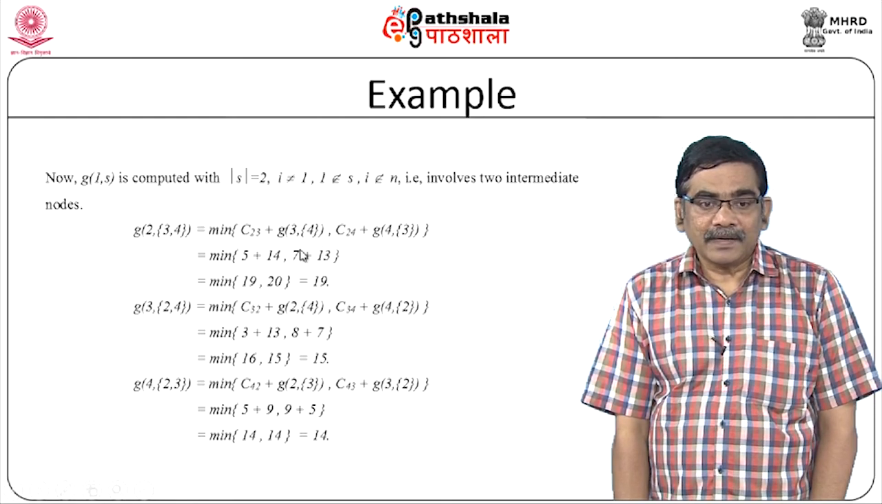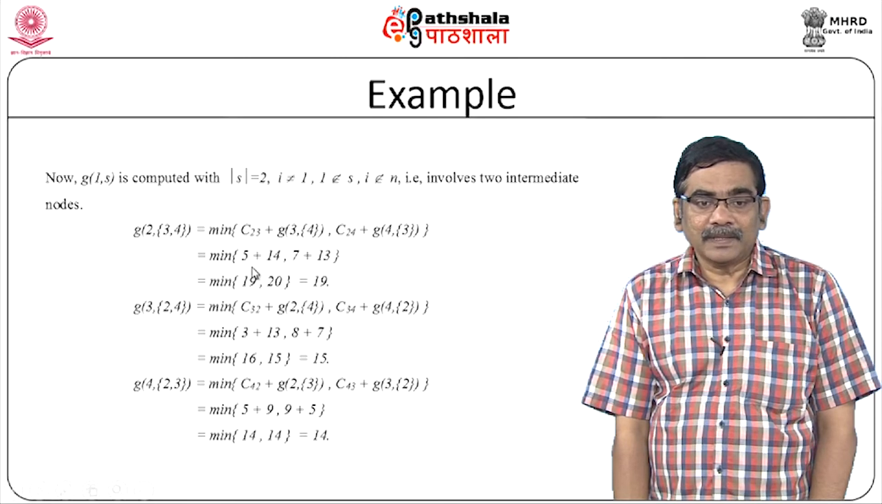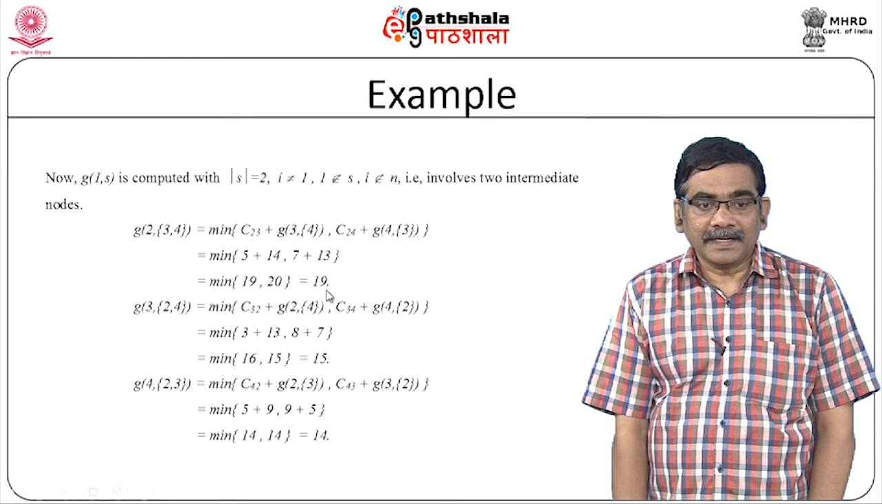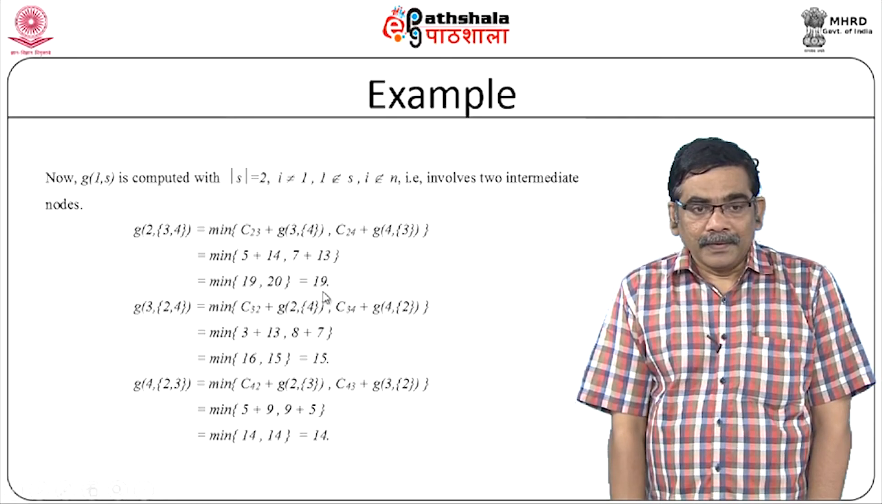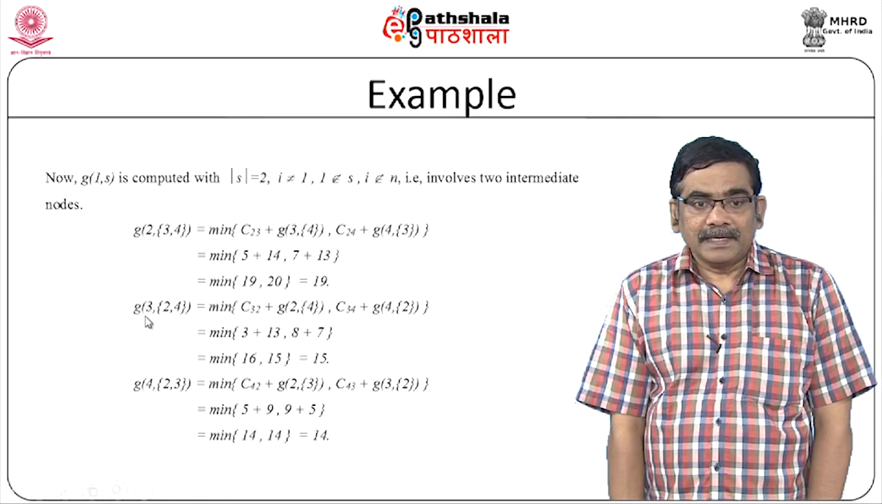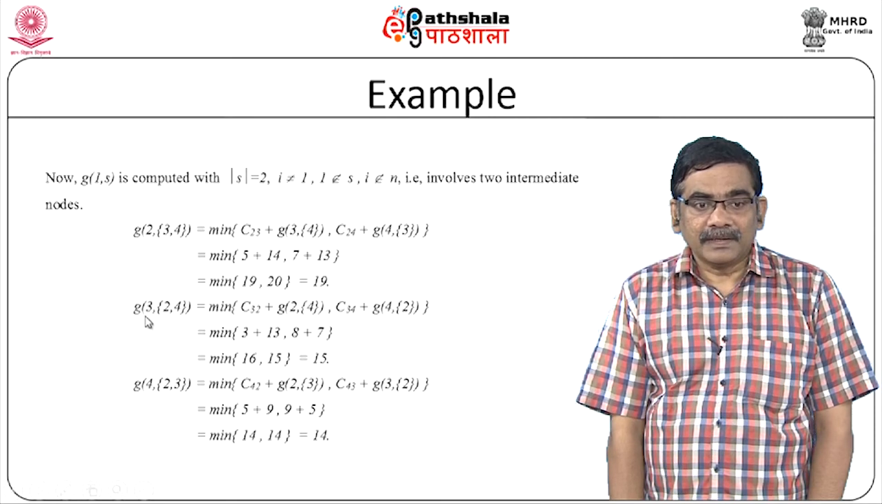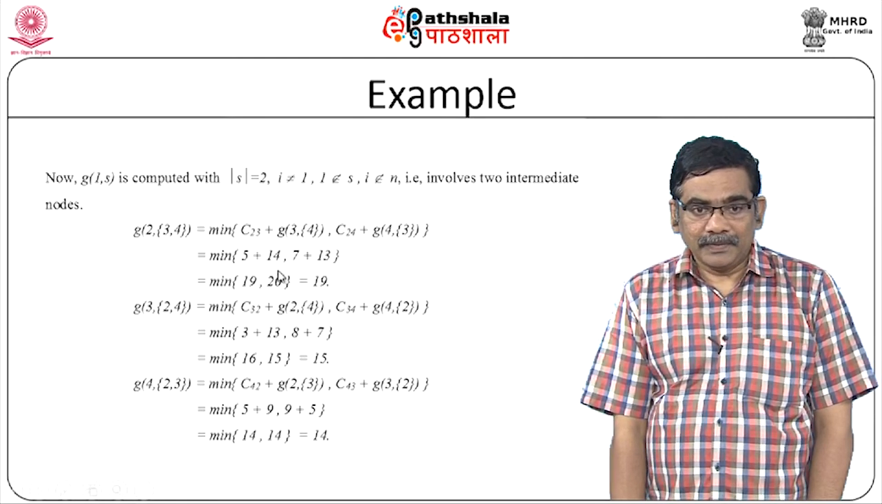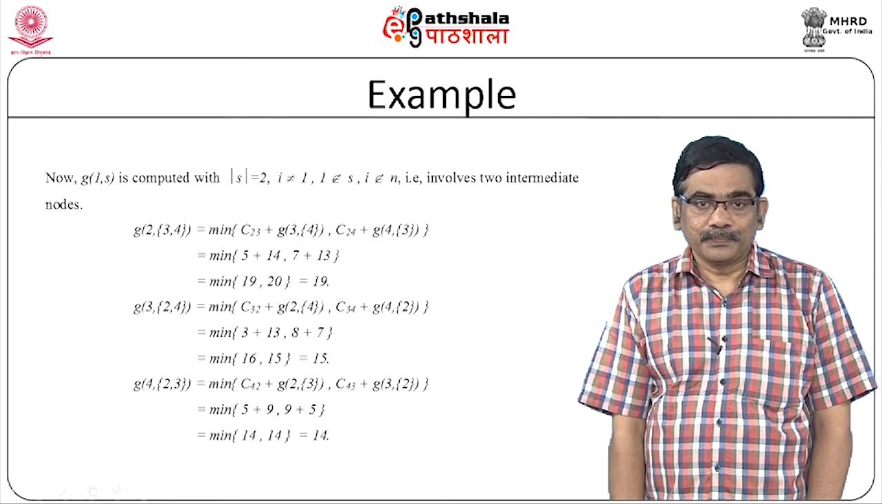So, now you can see very well c(2,3) is going to be 5, and this we have already computed in the earlier iteration. Now, simply plug in. So, the minimum is going to be 19. Using this particular logic, I can find g(3,{2,4}) as well as g(4,{2,3}). So, I can compute all these things with s equal to 2.